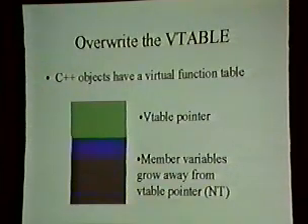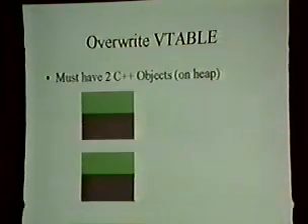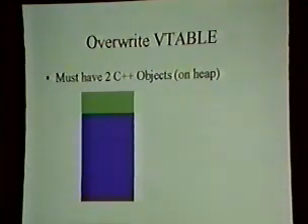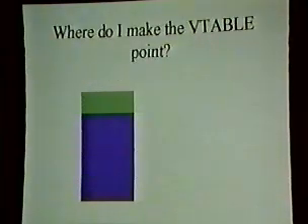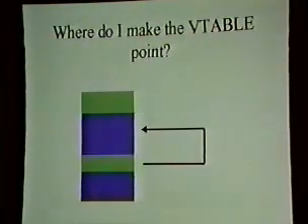But if two C++ objects are near each other in memory, does everybody see what's going to happen here? I can go over the V table of another guy. So once I've overwritten that V table, where do I make it point? Well, I make a new V table and I put it right in the buffer that I just overflowed and make it point in there. So all of a sudden I've changed one of the member functions in the C++ object.